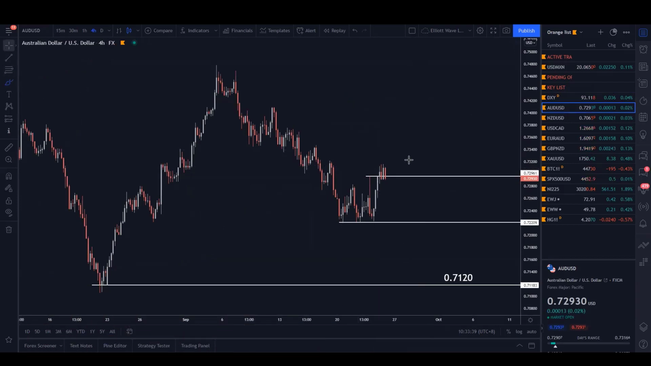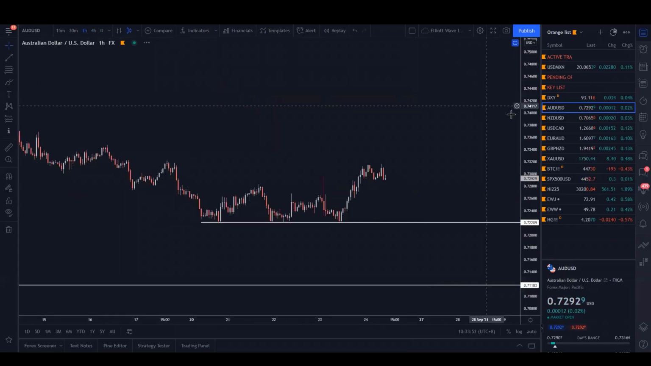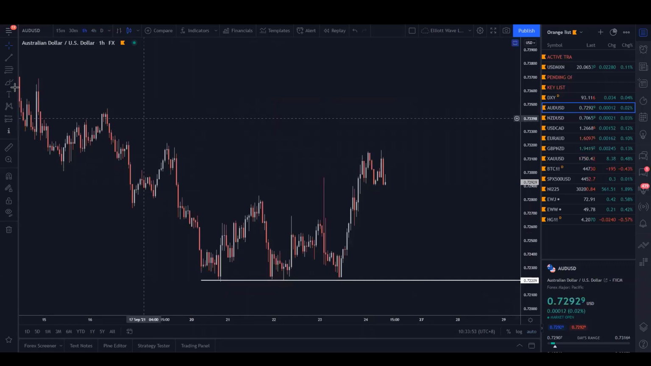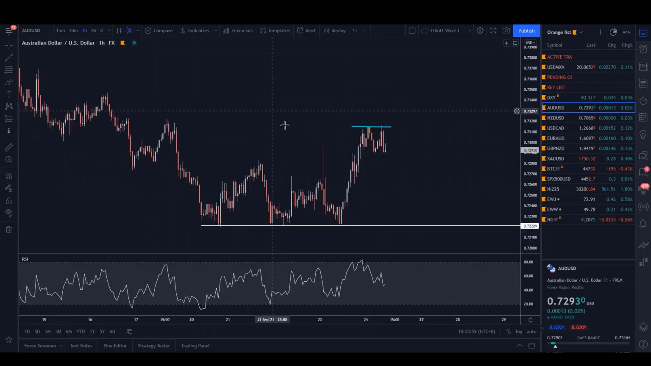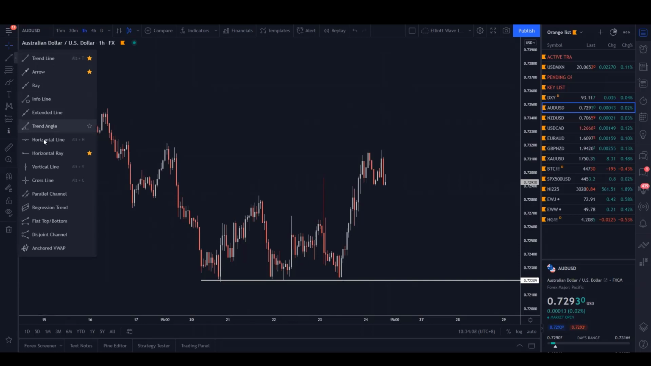So let's talk about Aussie dollar first, because over here I'm seeing a potential setup that we can take to the downside. Not so much on the 4-hour time frame, but if I bring you to the 1-hour time frame, what I'm seeing over here is a double top setup. And of course, if I start to put in a little bit of divergence, RSI, you can see the divergence is super clear here as well. So that's a good opportunity where we can take this trade to the downside.